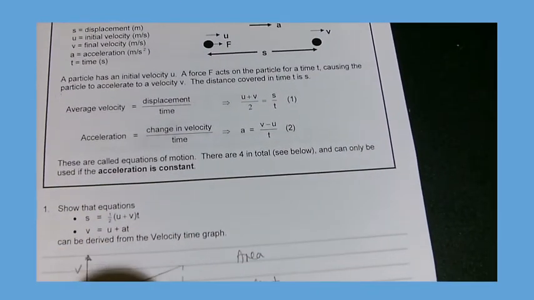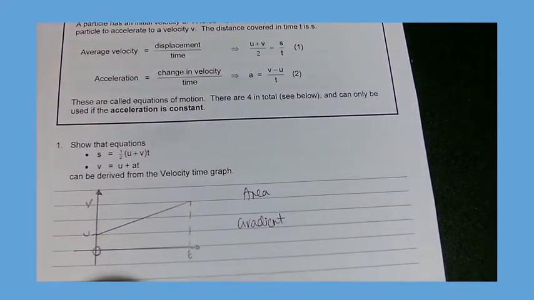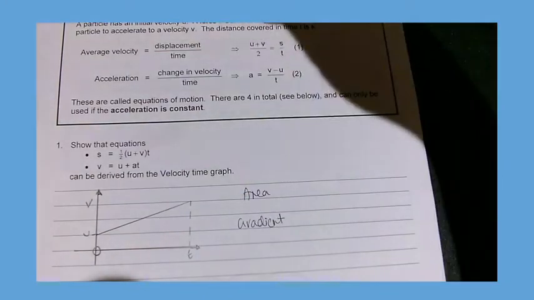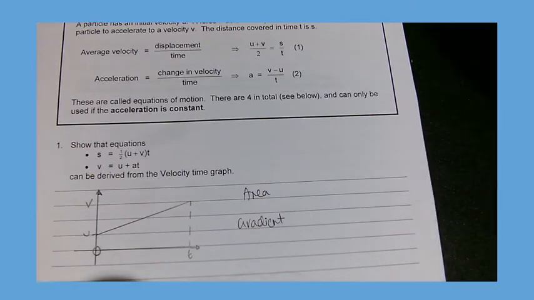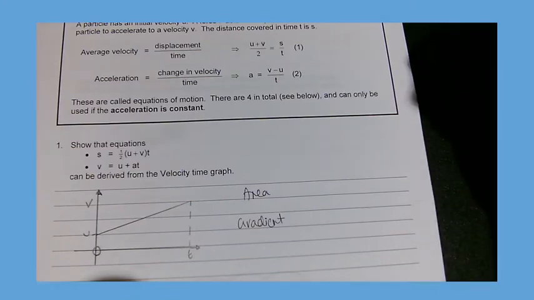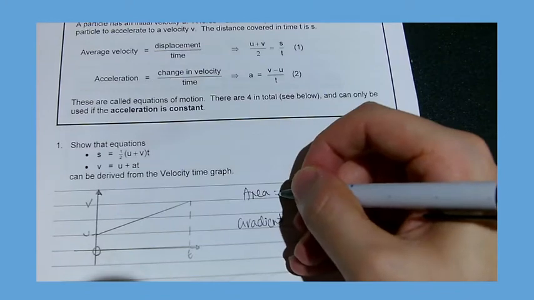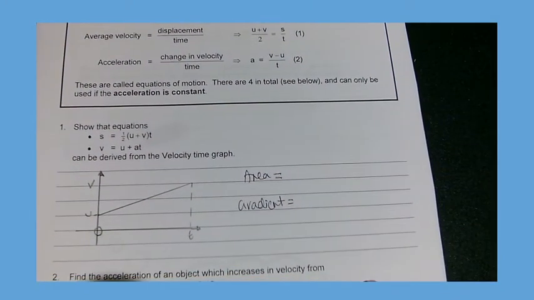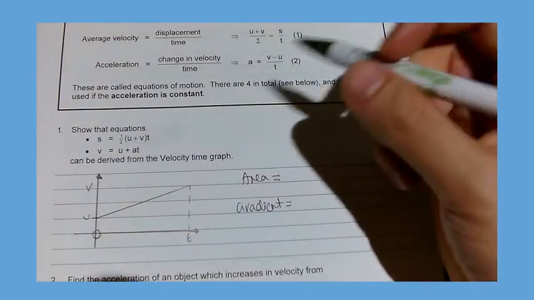These are called equations of motion. There are 4 in total and can only be used if acceleration is constant. So if the question says this object is accelerating at a constant rate, you can use these equations of motion. Okay, so you also need to know how to derive them.